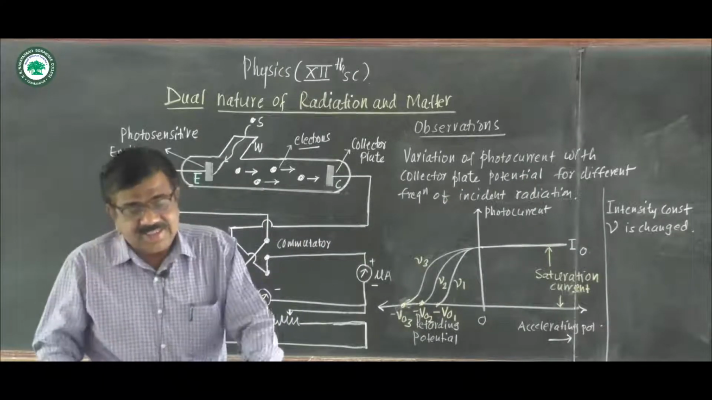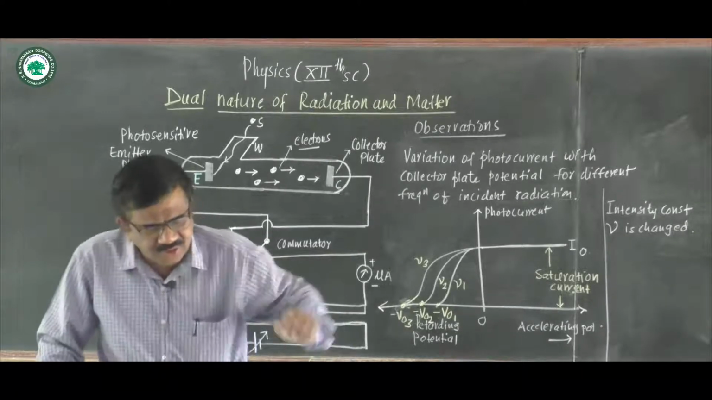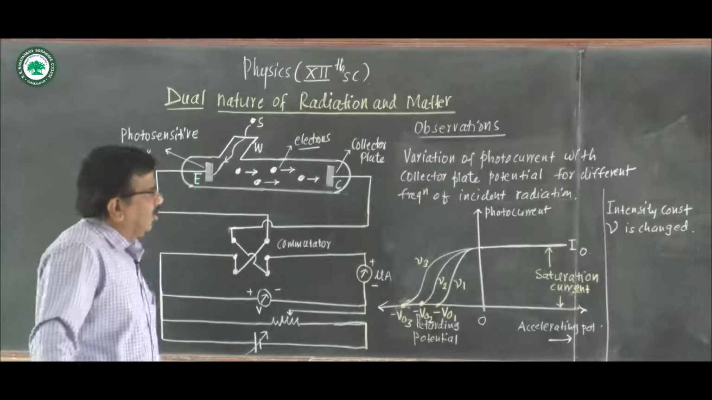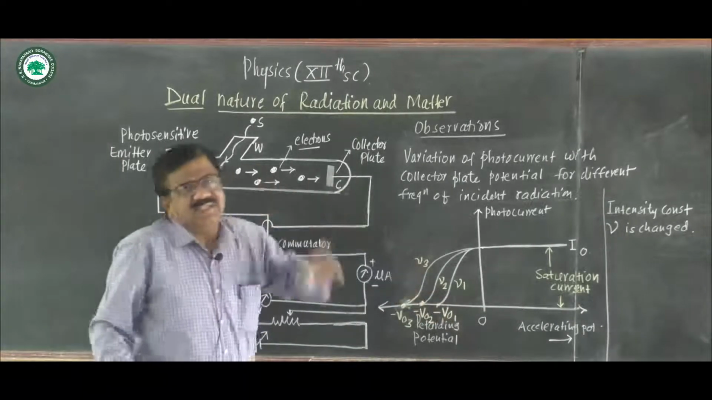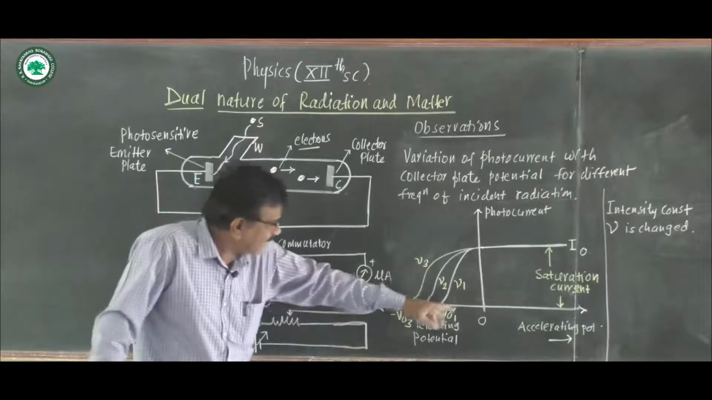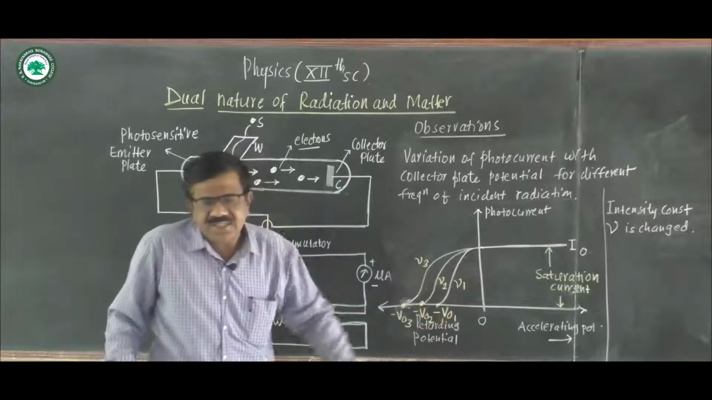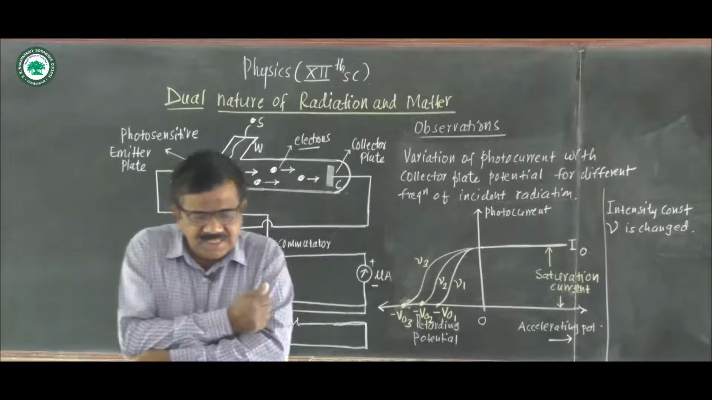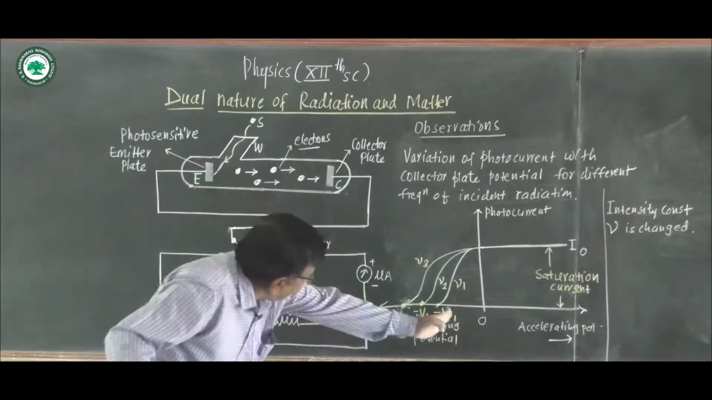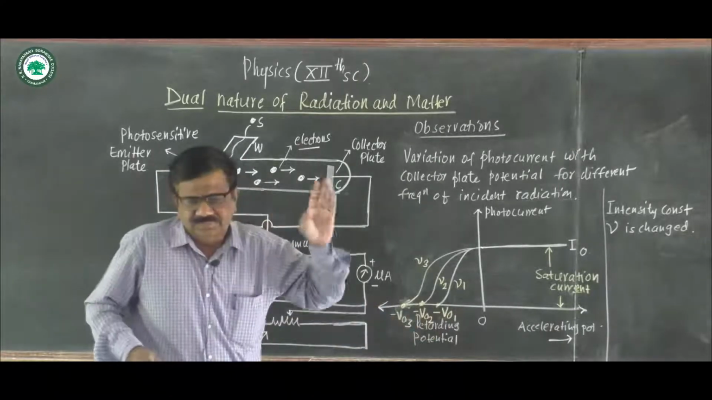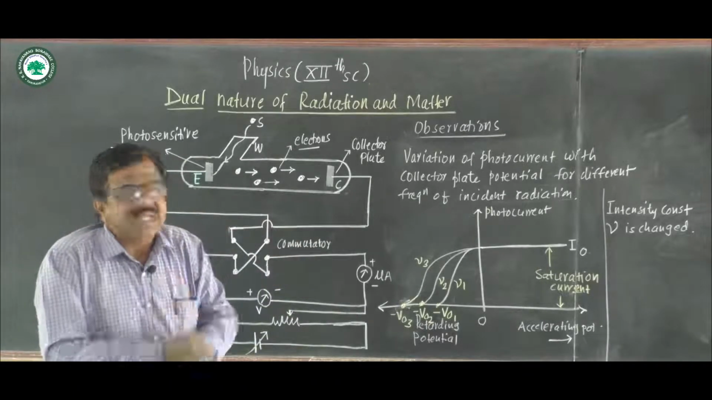What does it indicate? The energy of photoelectrons depends on the frequency of incident radiation. Stopping potential becomes more negative when the frequency of incident radiation is increased.